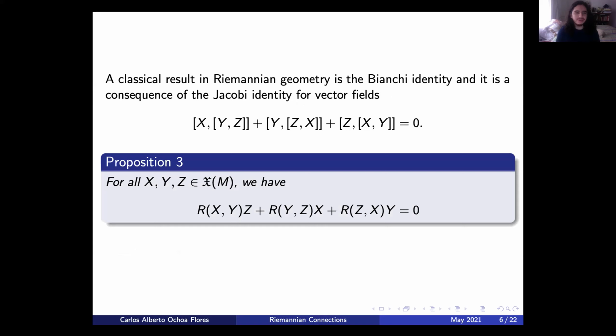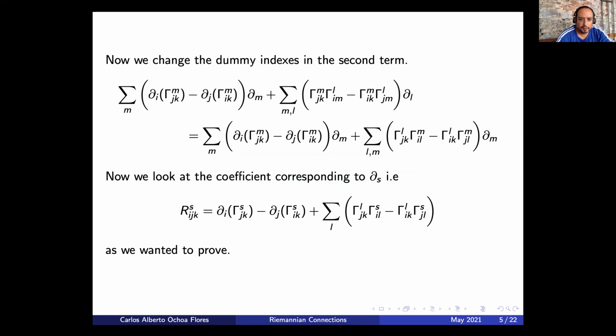Now, a classical result in Riemannian geometry is the Bianchi identity. So just, sorry, before you keep going, is it possible to give some geometric meaning or like an intuition to the definition of the tensor? I mean, of R of x, y of z.